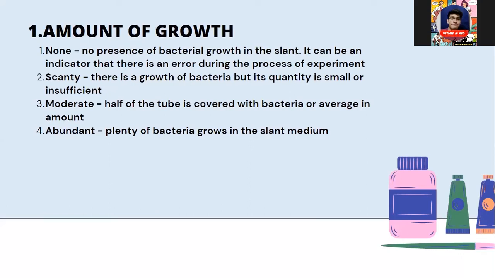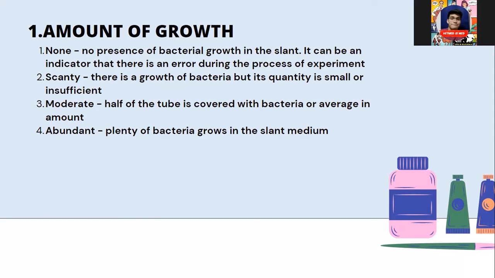First characteristic is the amount of growth. The abundance of bacterial growth can vary. First is none. No presence of bacterial growth in the slant. It can be an indicator that there is an error during the process of the experiment.